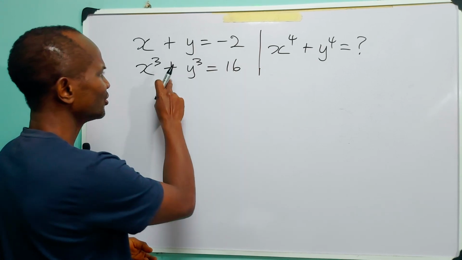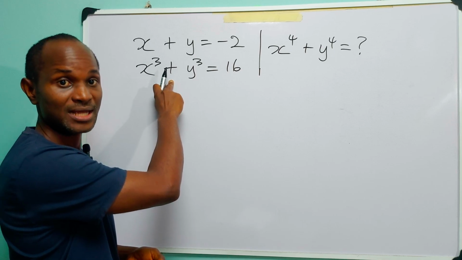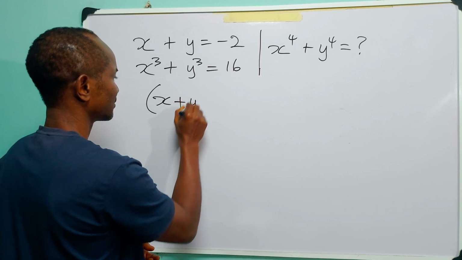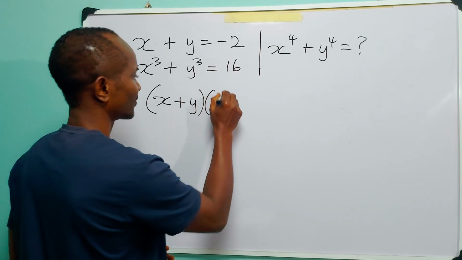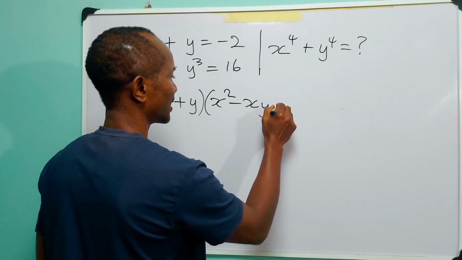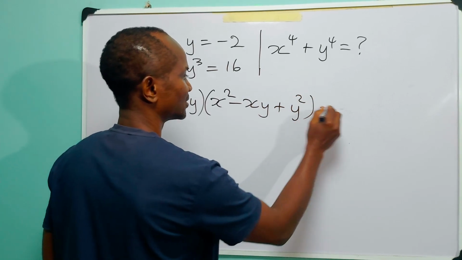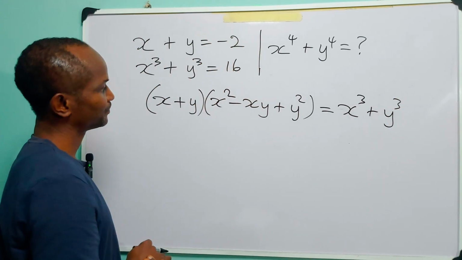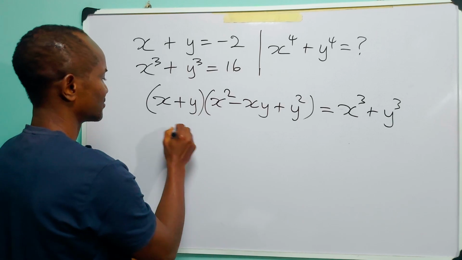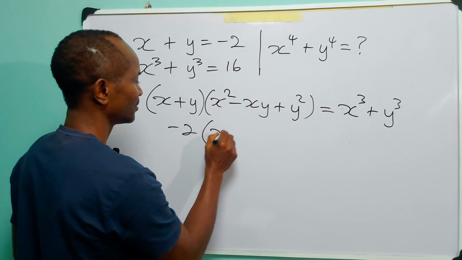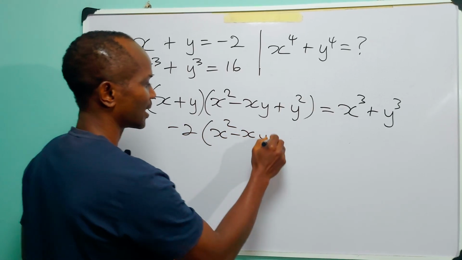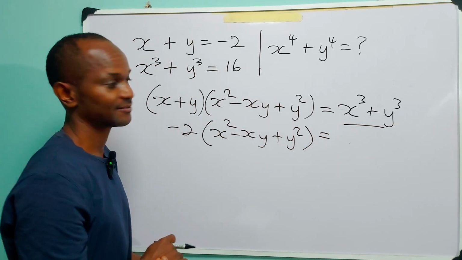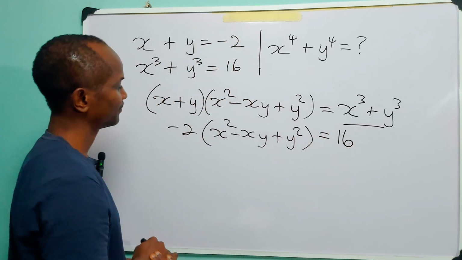First of all, you can see that this is the sum of cubes, and you know that we factor the sum of cubes as x plus y into x squared minus xy plus y squared, and of course this is equal to x raised to power 3 plus y raised to power 3. But we know that x plus y is minus 2, so we have minus 2 here into x squared minus xy plus y squared, and we know that this is equal to 16, so we have 16 here.